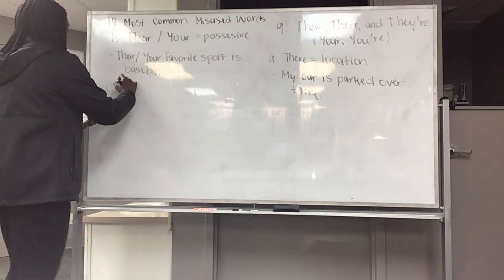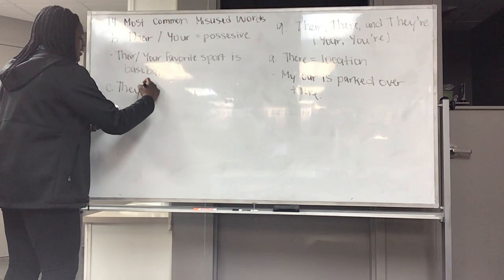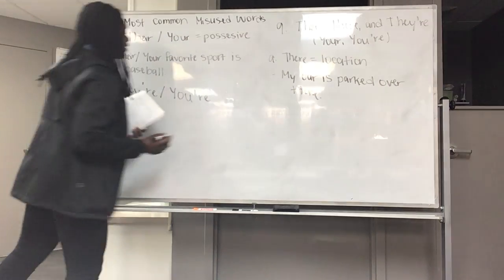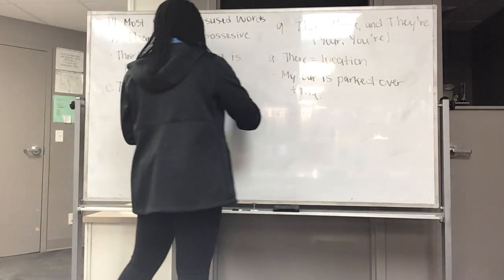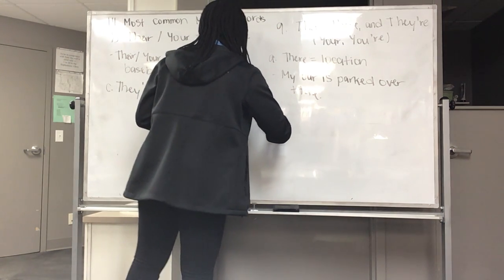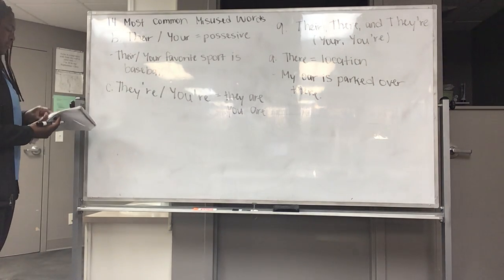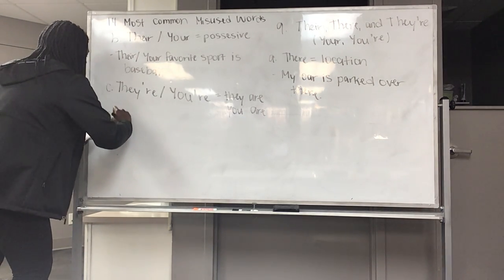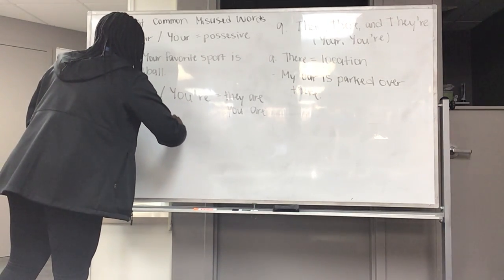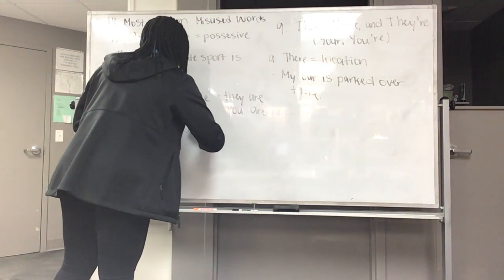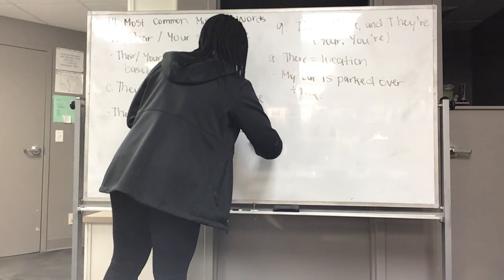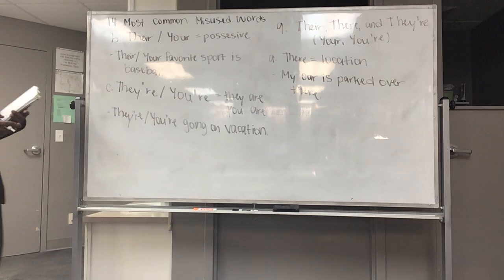And then the last type of there, which is the one with the apostrophe, THEY'RE, I'm going to pair that with YOU'RE with an apostrophe. Those translate to they are and you are. So I could say, "There slash you're going on vacation."